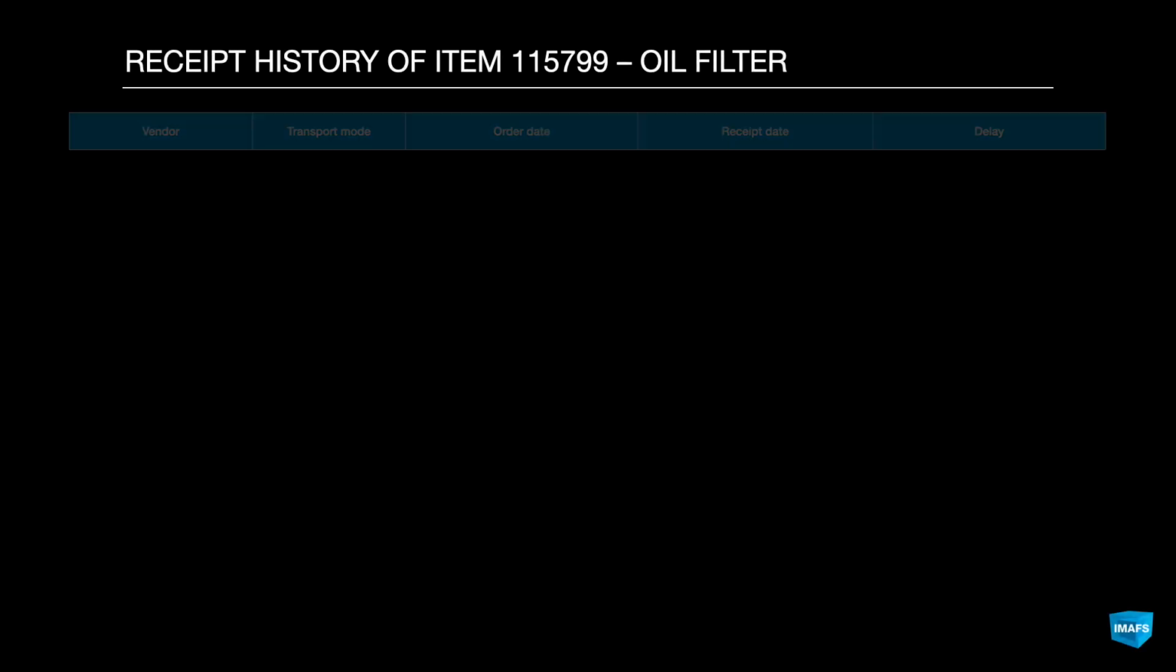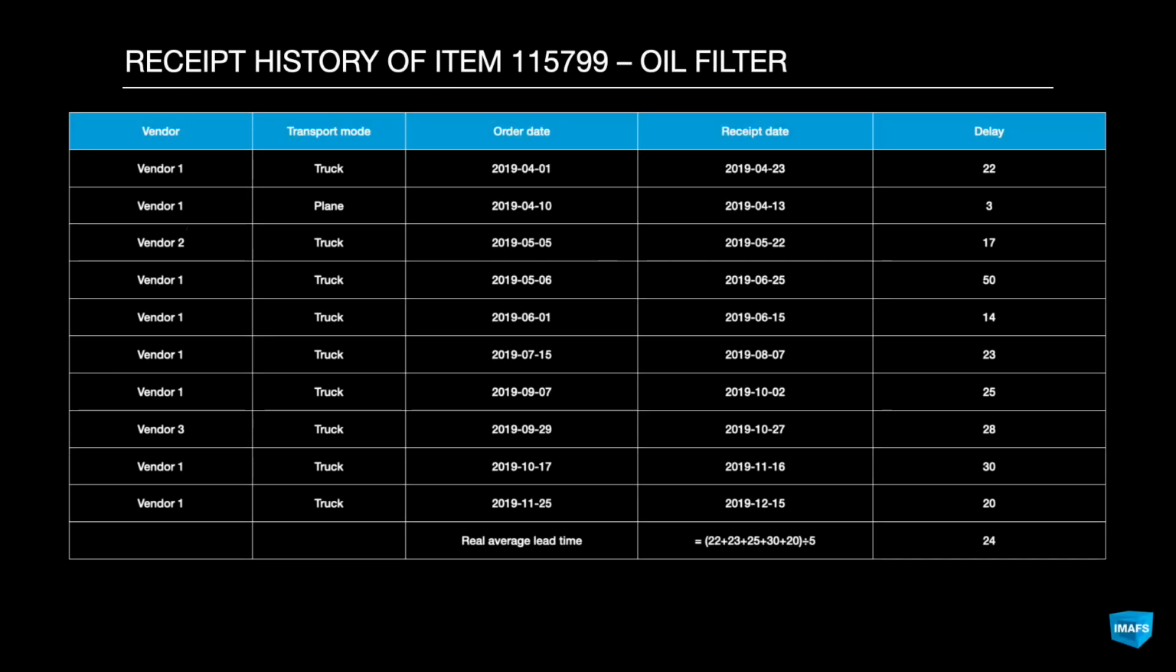We calculate the lead time based on the history of our receipt. We calculate the lead time by transport mode by vendor. So for each transport mode, each vendor, for the same part, we look at all the lead times that we have in our history. And typically what we will want to do is, if we have enough history, we will eliminate the longest lead time and the shortest lead time and calculate the average lead time on the remaining values. This is for the vendor lead time.